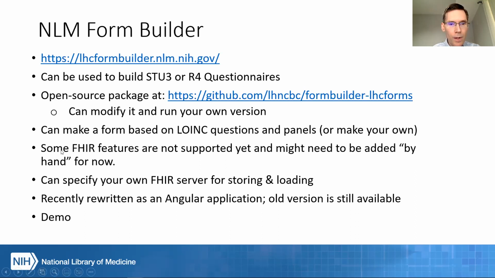Some FHIR features are not yet supported, or are still under development. Depending on what you want to do, you might need to add some by hand. So what you would do is use our tool to get a starting point for a questionnaire, and then if there are some extensions that we're missing that you need, you would just edit those into the JSON by hand. And if there's a feature you need, you can also send me an email and let me know, because it helps us prioritize what we should work on next.